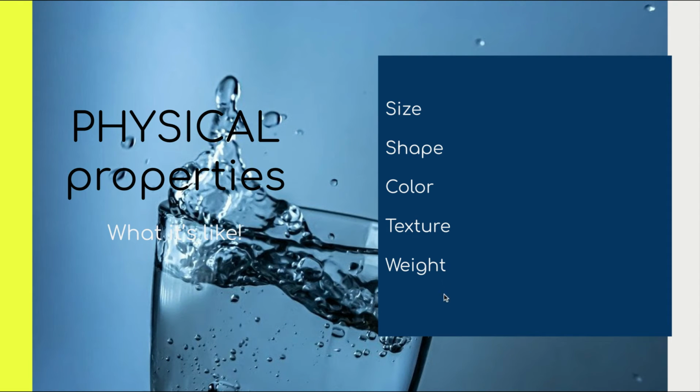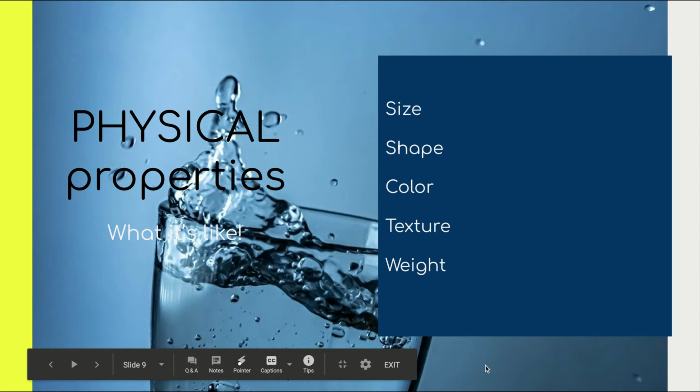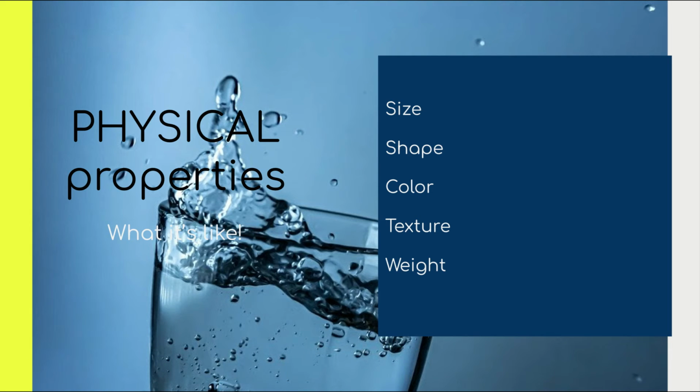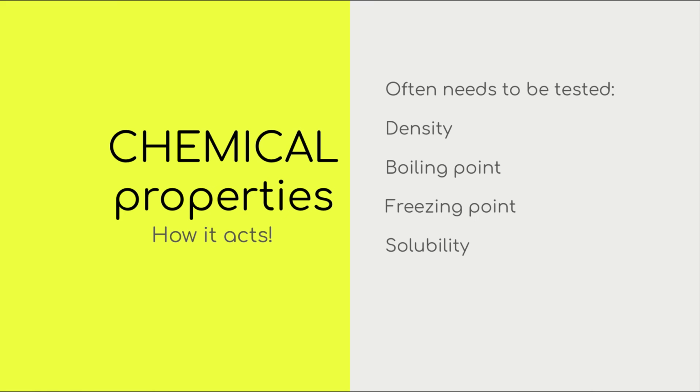And we can describe water that way. We can describe water, what it's like, what it feels like, what size is it? Well, it takes the shape of its container, right? We can describe the color. It's clear, it's translucent. It's a fancy word for clear, okay? Translucent. And we can describe its texture, it's wet, and we can describe how much water we have, its weight. Those would be its physical properties.